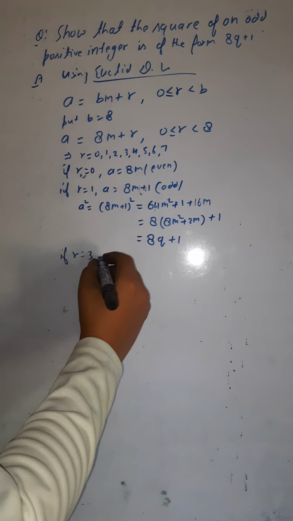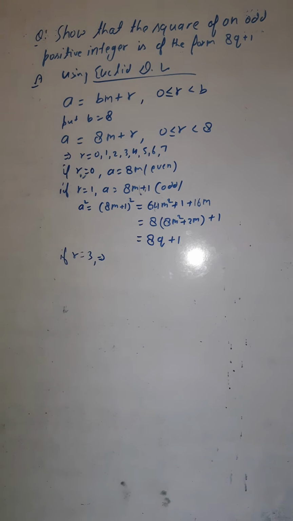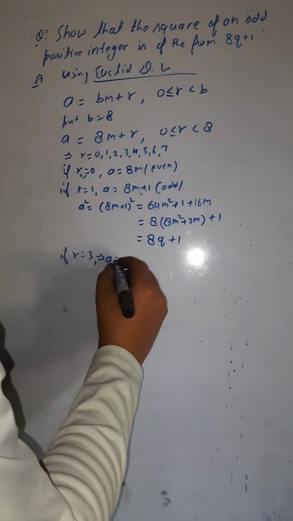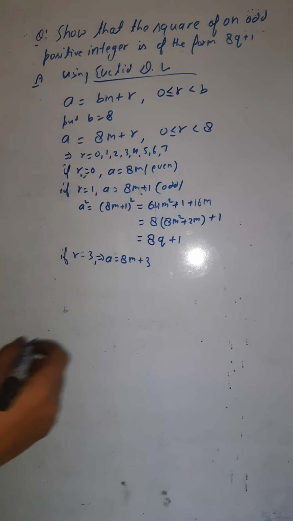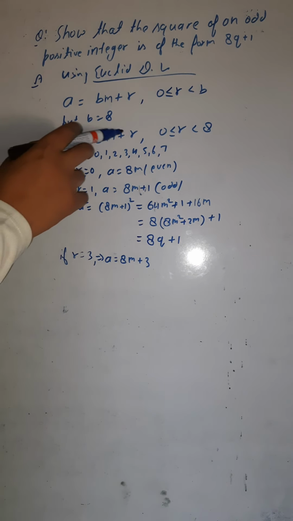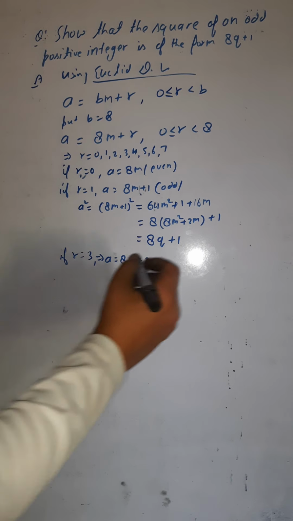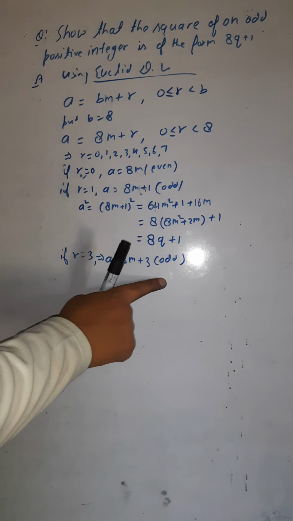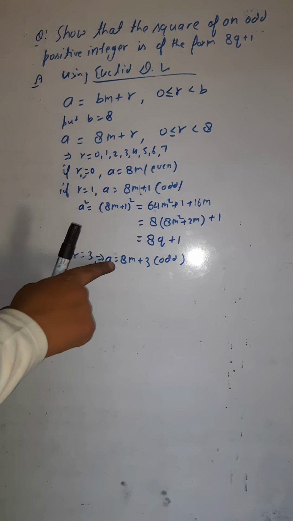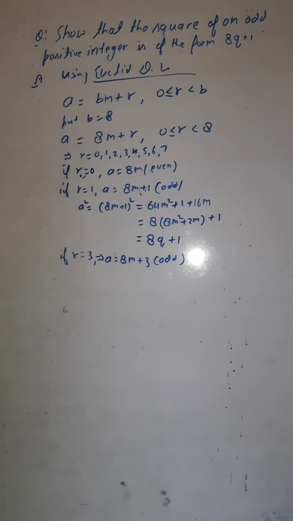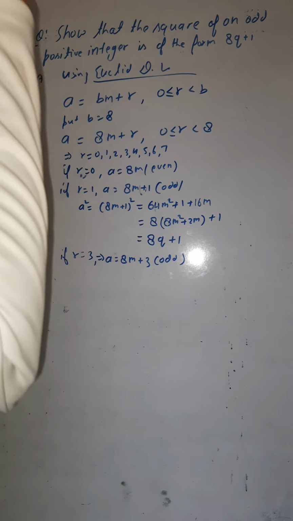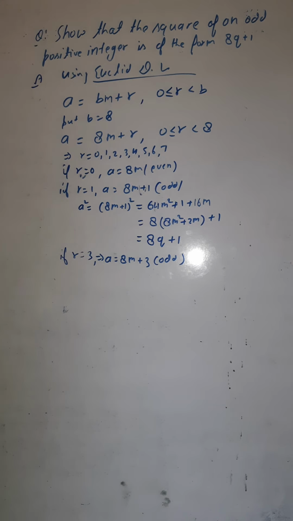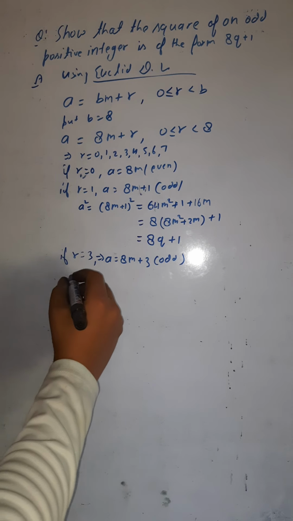So a would be equal to, it implies a is how much? a is 8m plus 3, because a would be 8m plus 3 if r is equal to 3 there. So again it is odd. Yes or not? So if it is odd, then you find its square, and its square should again be of the form 8q plus 1, because if you are taking every odd integer, its square will always be of the form 8q plus 1. Okay. Now find its square.